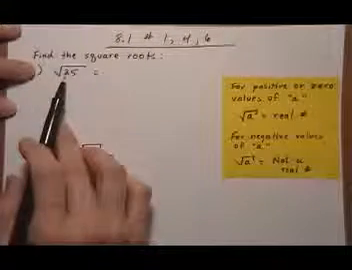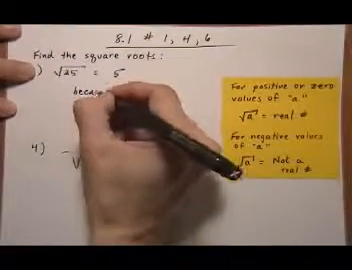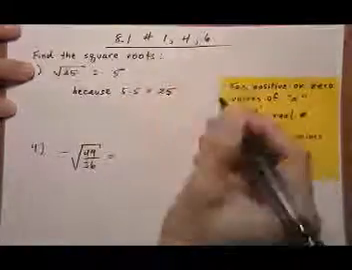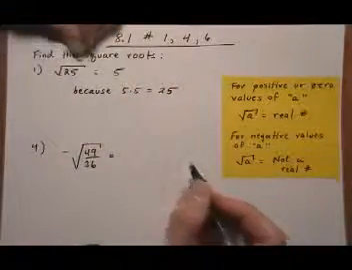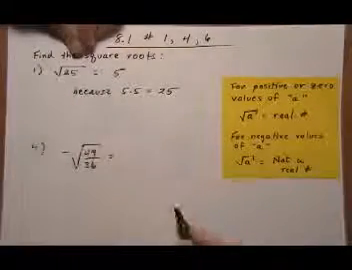Root 25. Well, that equals 5 because 5 times 5 equals 25. All right, so the idea of a square root is you're always trying to find a number you multiply by itself to get the insides.